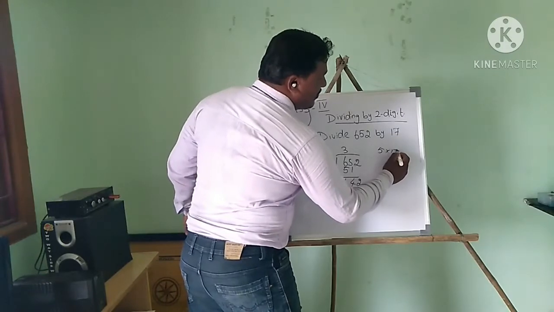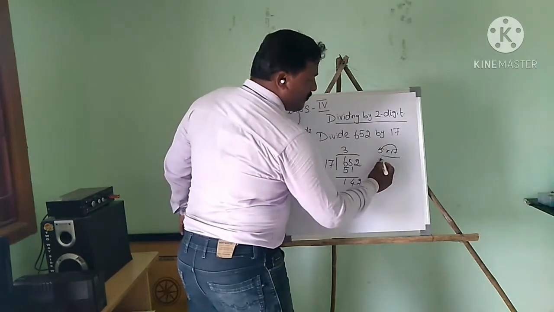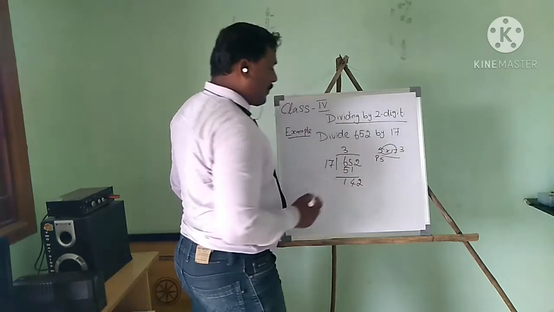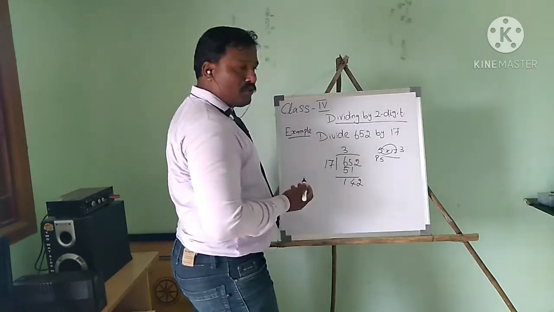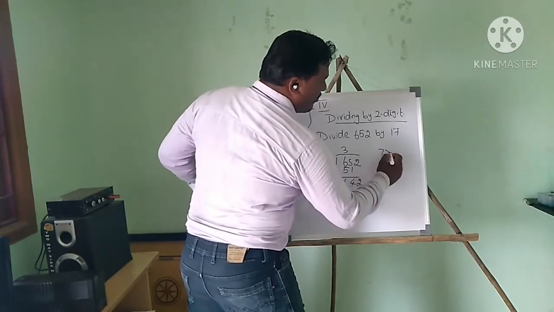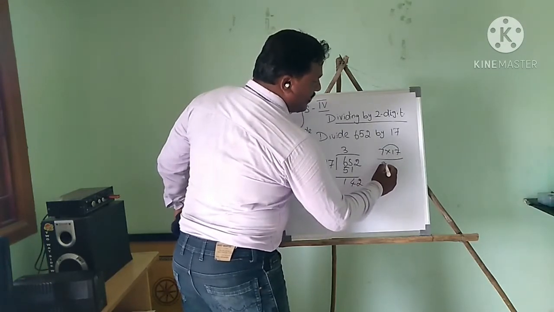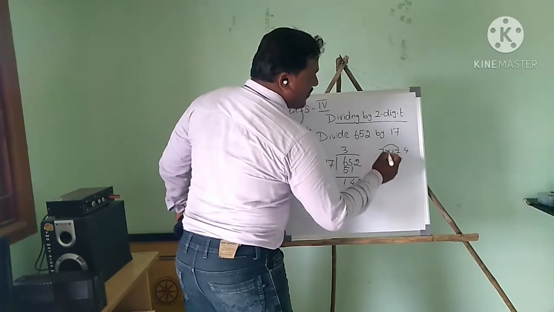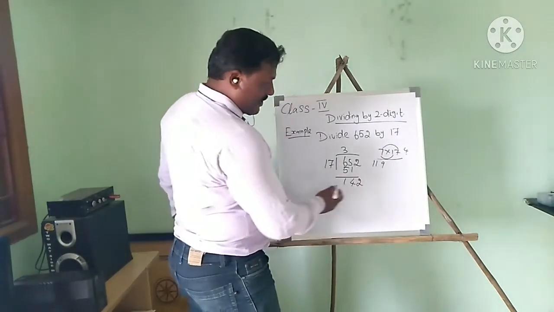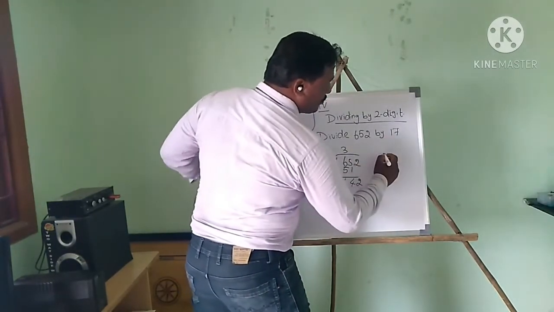5 into 17. 7 5s are 35, 5, remainder 3. 1 5 is 5, 5 plus 3, 8. So 85. But I want 142. So I will take 7 times. 7 into 17. 7 sevens are 49, remainder 4. 1 7 is 7, 7 plus 4, 11. So 119. But I want 142. So I will take 8 times.